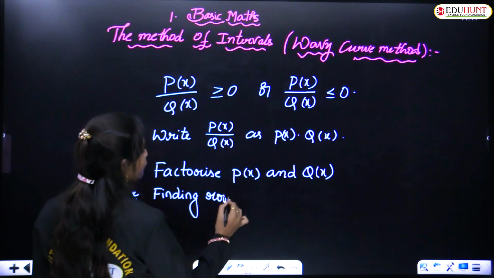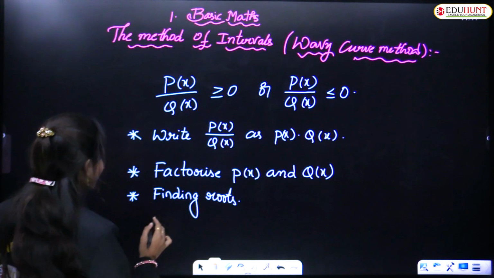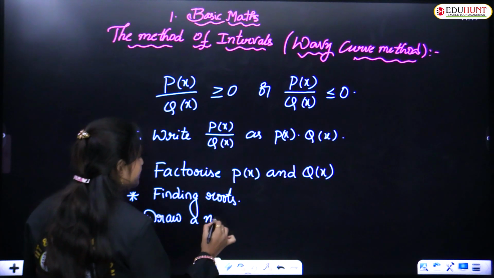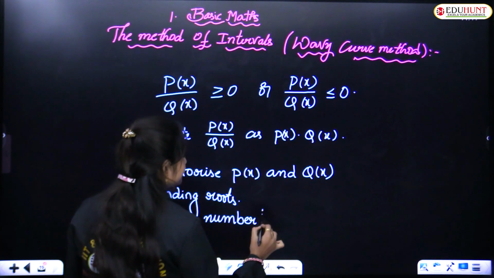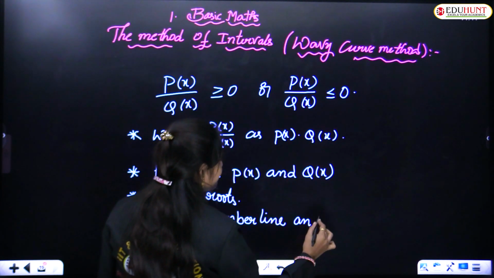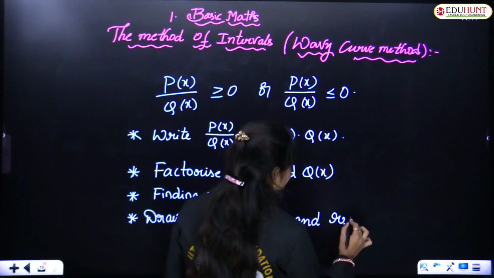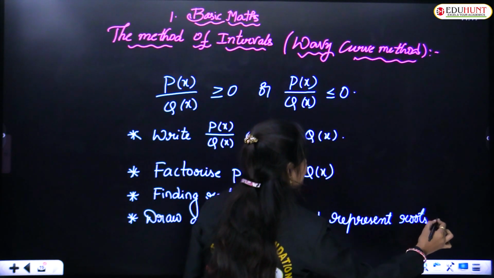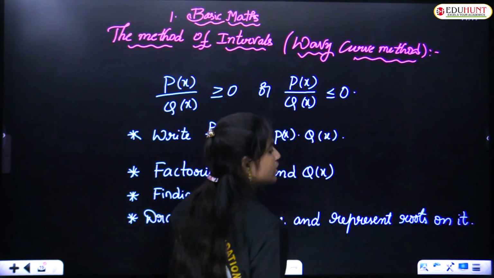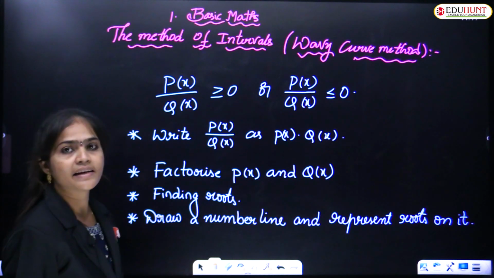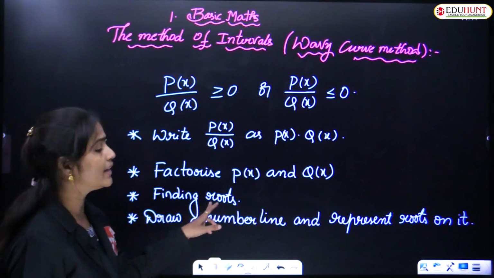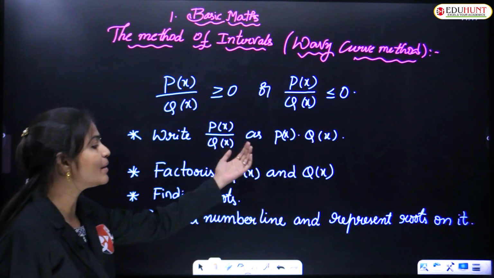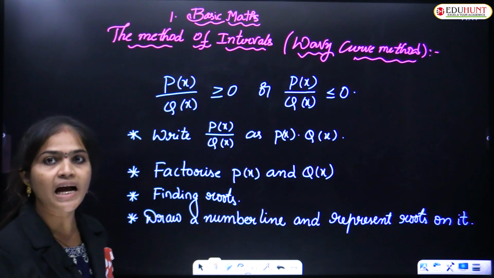The next step is finding roots. Okay, after that draw a number line and represent roots on it. Okay, what is the next step? Draw a number line and represent roots on it. So here, finding roots, we will get some roots, no? So those roots, first we have to draw the number line. On the number line we have to represent it. Okay, we have to mark that.